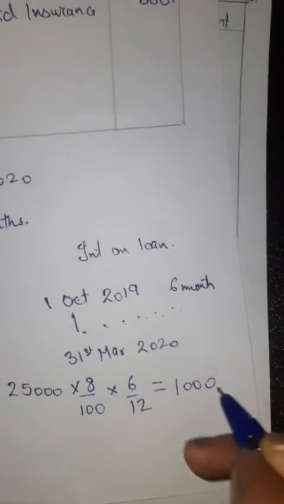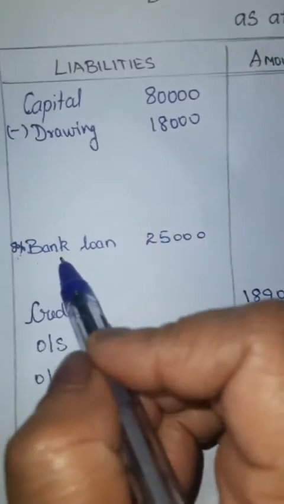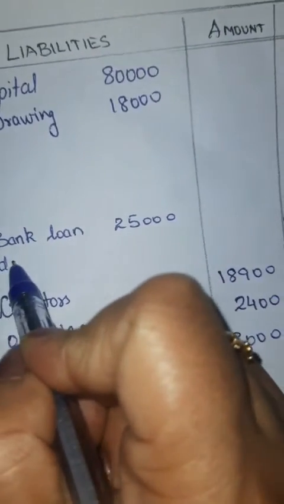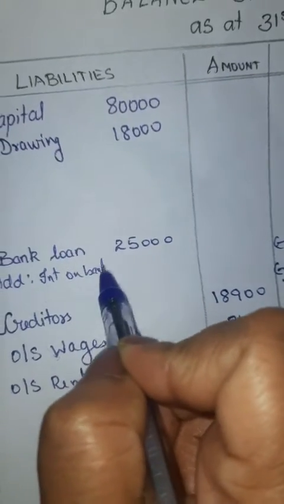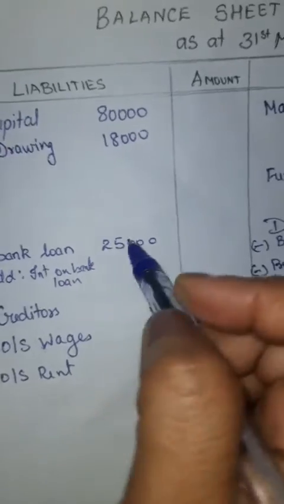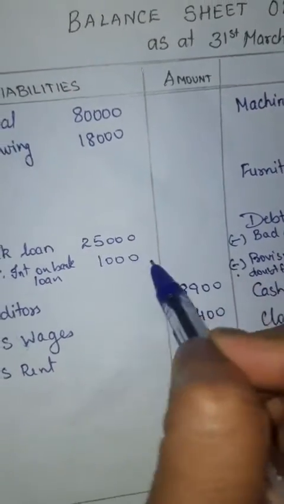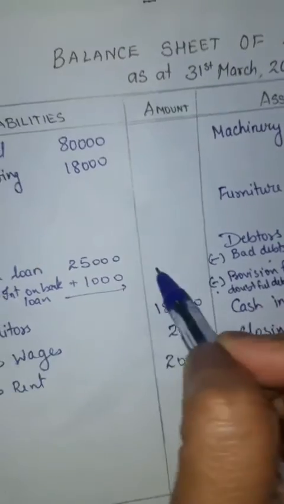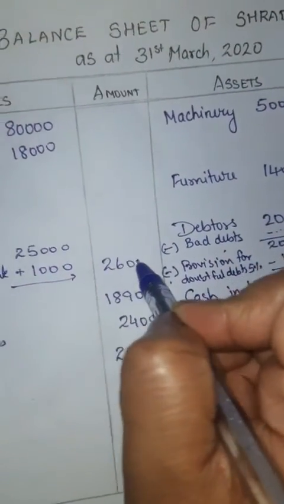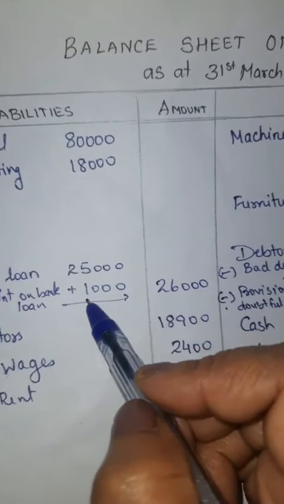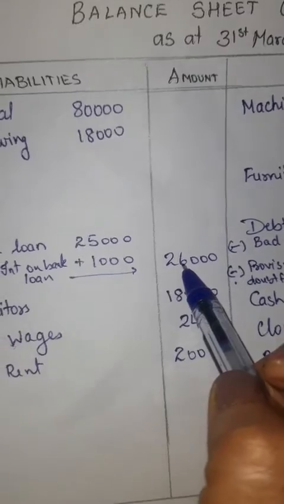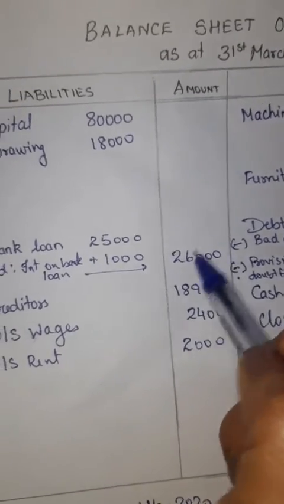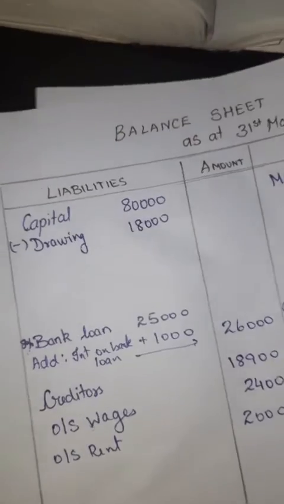1000. So this is the interest on bank loan. Along with this loan amount, you are also supposed to pay the interest on bank loan. So interest on bank loan is 1000 rupees, so I wrote it here. Adding that amount, you will get 26,000. Along with this bank loan, your liability has increased because you also have to repay the interest on bank loan. So 26,000.